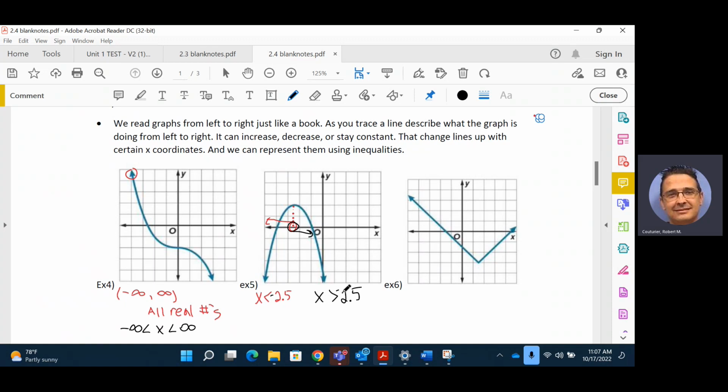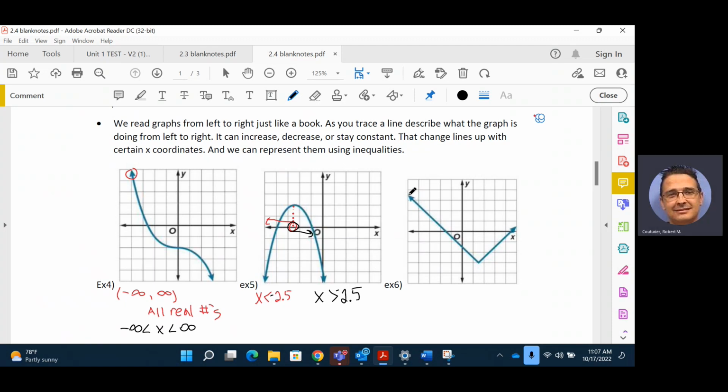All right. Let's look at this one. I want you guys to stop and try example 6 and let's see. Give it a minute. Write your inequality notation for when it's increasing and when it's decreasing and which side is which. All right, let's see. Did you guys get it? I don't know. Let's find out.